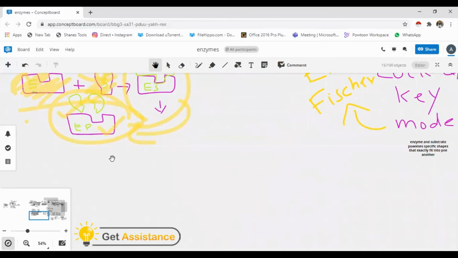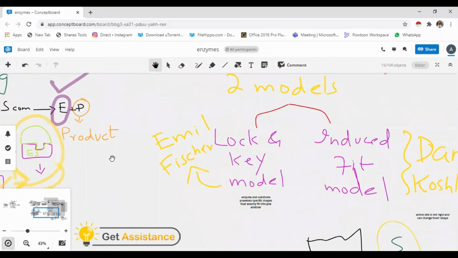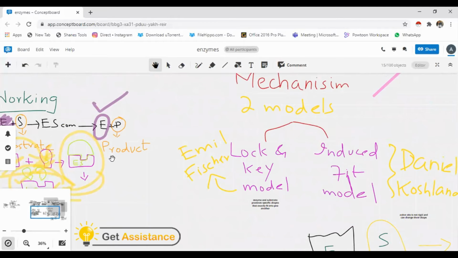So now the easiest thing I'm going to tell you: as I have told you about the working, there must be some mechanisms. There are two types of models that were proposed for the proper mechanism of enzyme action. Firstly, we have the lock and key model. The first mechanism we're going to tell you about is the lock and key model. Obviously, the words lock and key, what do they mean? It is specific. You cannot insert any kind of key inside your lock. You need the specific key which you have made for that lock.